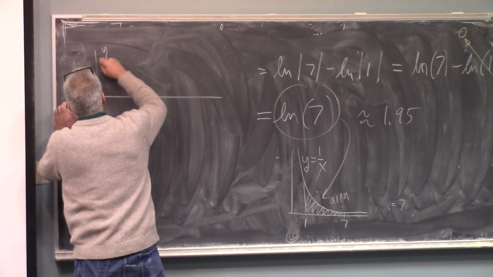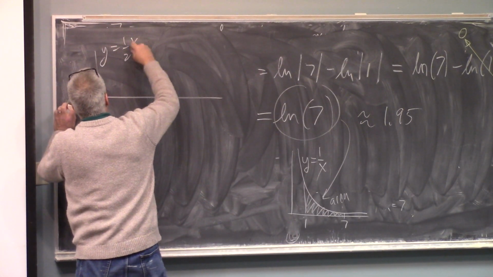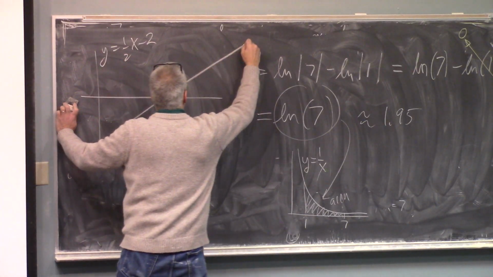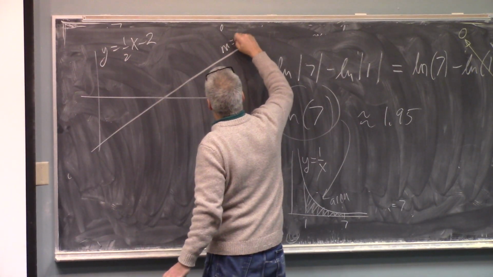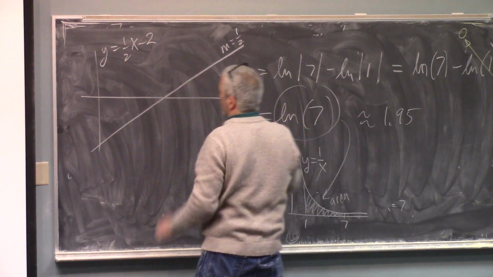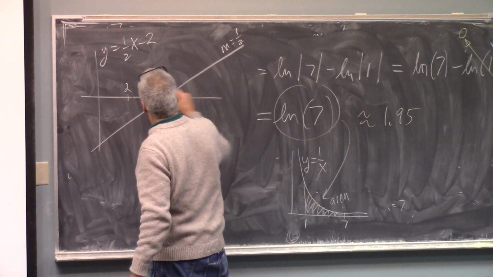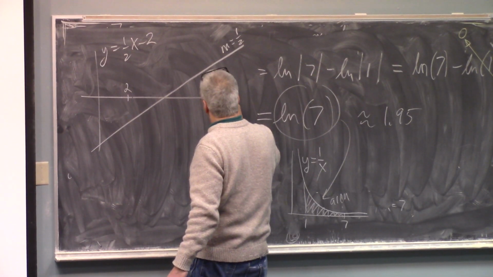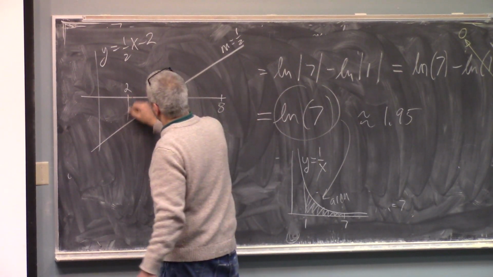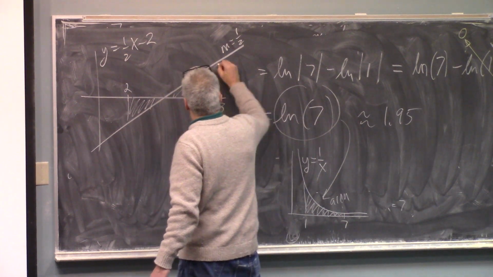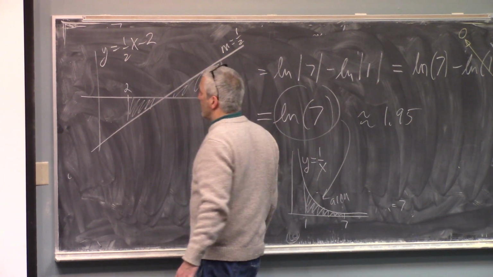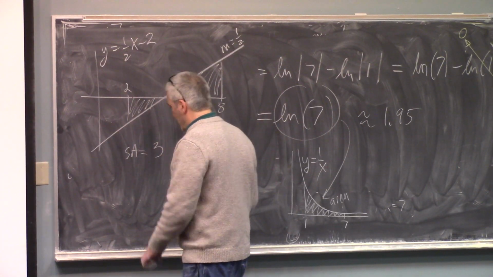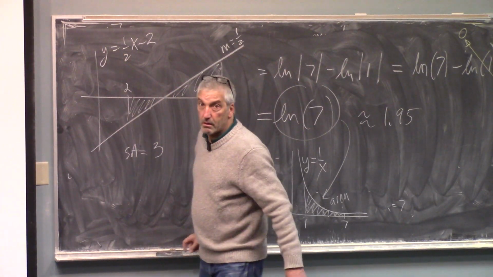Well, we'd have to graph y equals 1/2 x minus 2, which is going to be a line with slope m equals 1/2. And we'd draw the region between that graph and the x-axis like this. So this signed area is going to be the number 3. Does that ring a bell?